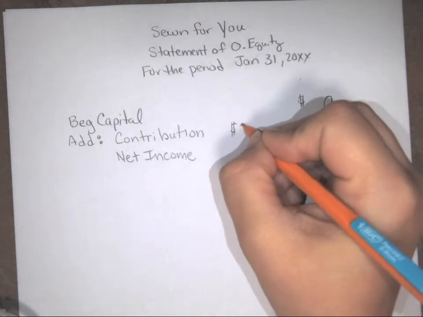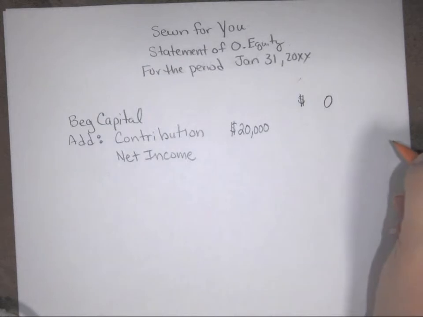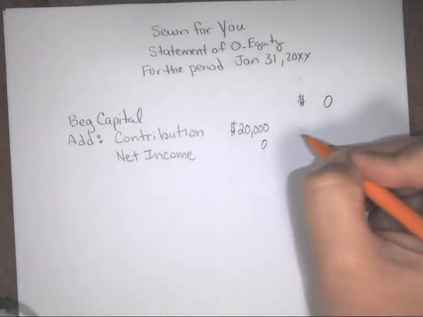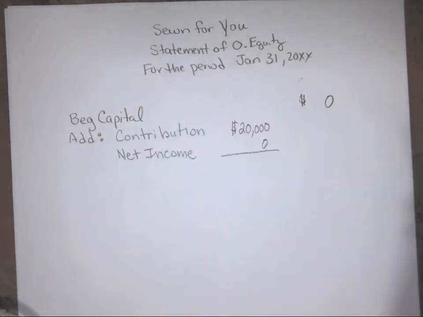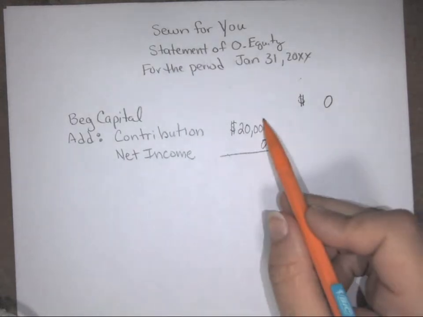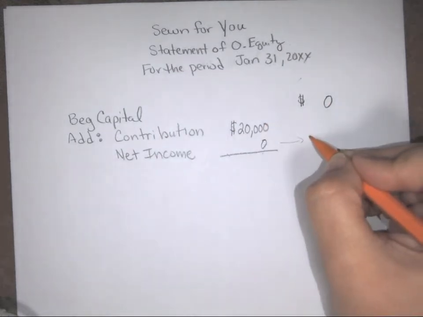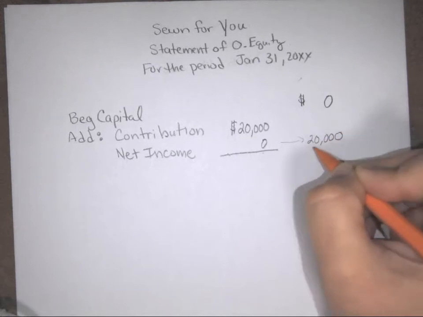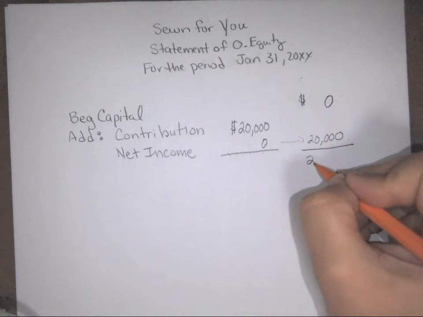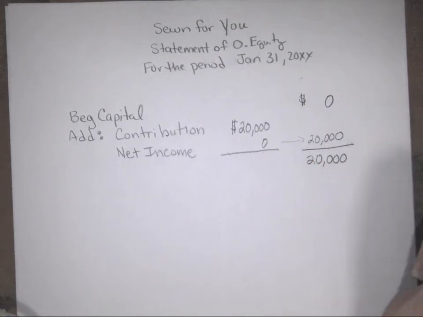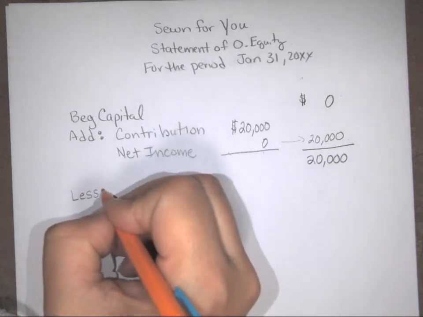We are doing a new column, so that would require a dollar sign. For this one, we did not have net income, so I'm just going to put a 0 there. For your project, you probably will have net income, so an amount would go there. I then take and add these together, and I'm just going to put the total over to the side, and then I'm going to take and add my beginning balance to these additions, and I come up with a total of 20,000.